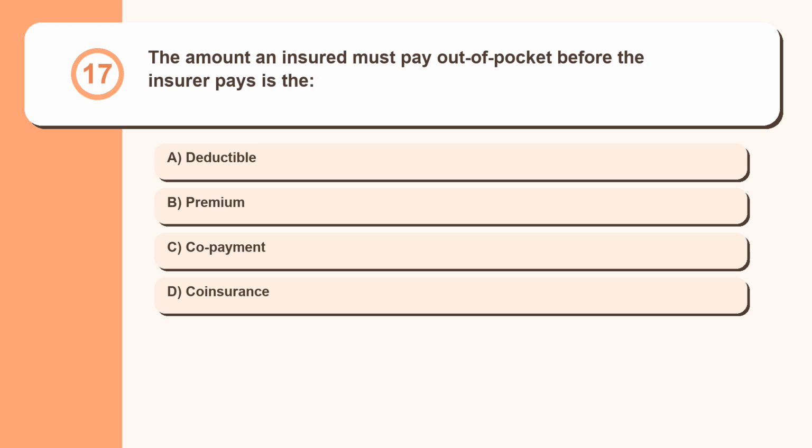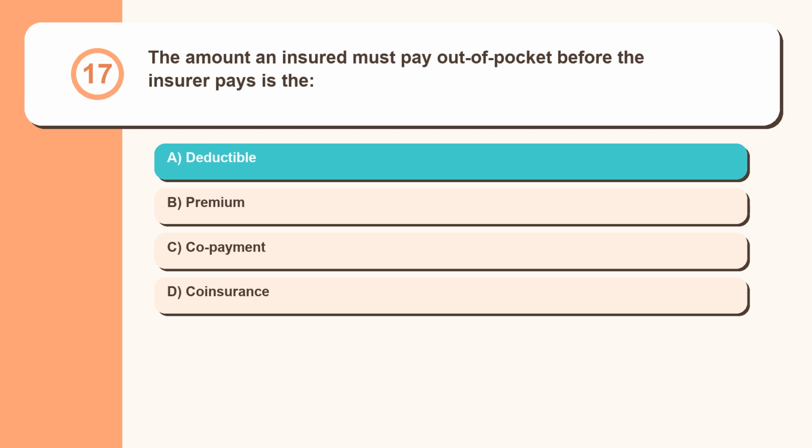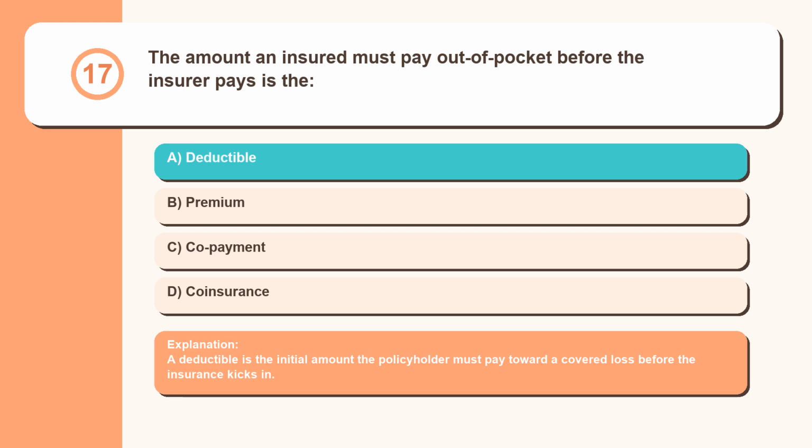Question 17. The amount an insured must pay out of pocket before the insurer pays is the deductible, premium, copayment, coinsurance. A deductible is the initial amount the policyholder must pay toward a covered loss before the insurance kicks in.